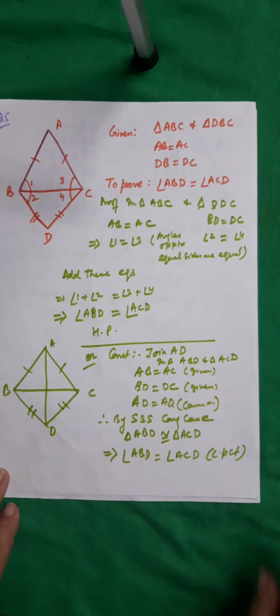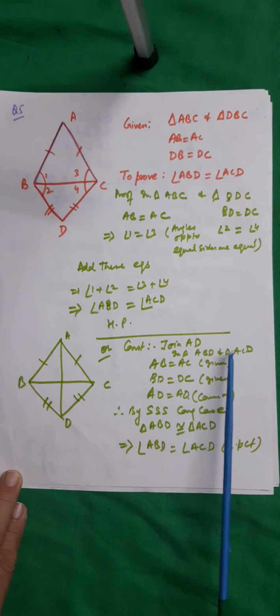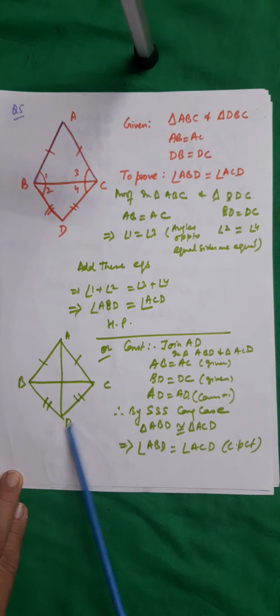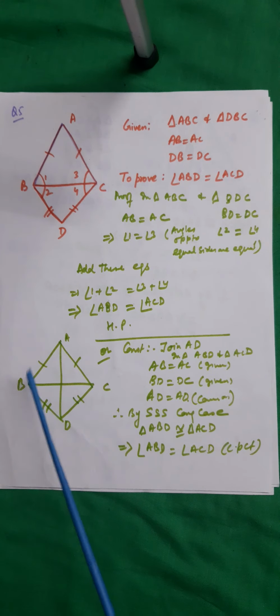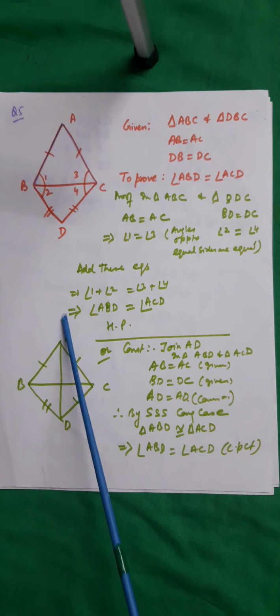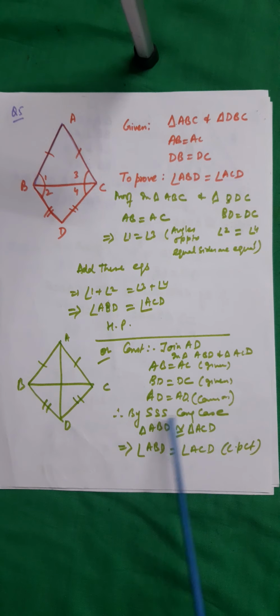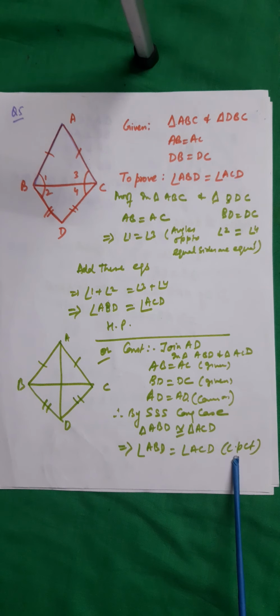There is another proof for this. That is, what you can do in this is that you can join this line, right? When you join this AD, when you are joining A and D, you get two triangles ABD and ACD. Now in these two triangles, you see AB is equal to AC and BD is equal to DC, and also AD is common. So by SSS congruency case, these two triangles will be congruent. If these two are congruent, then these angles will be equal by CPCT.